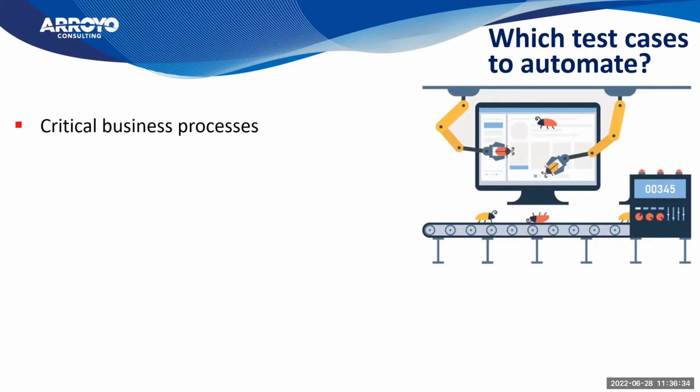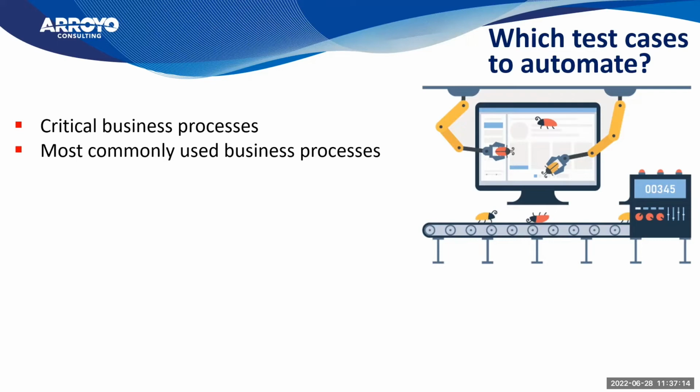The idea is, first of all, the critical business processes. Everything related to critical business, you need to automate, because if you don't, you can do it manually, but sometimes this kind of process could be long and you need to repeat it many times because it's critical. So you must be sure that this process is working fine every time.